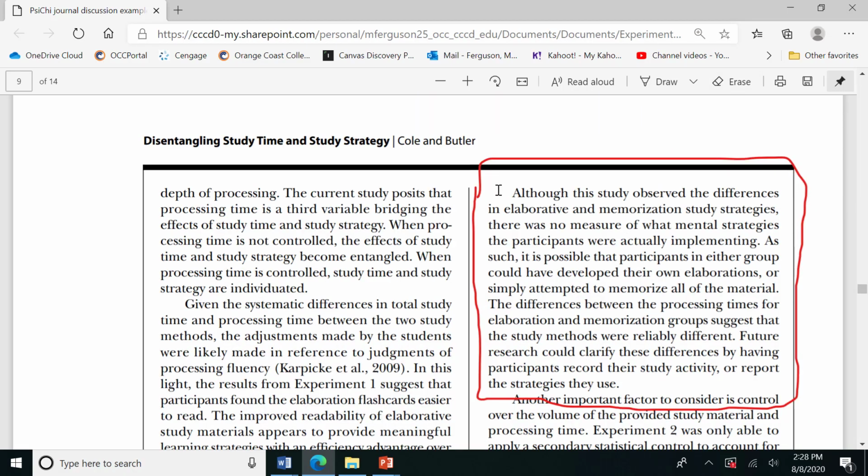So this little section of the discussion says, although the study observed the differences in elaborative and memorization study strategies, there was no measure of what mental strategies the participants were actually implementing. As such, it is possible that participants in either group could have developed their own elaborations or simply attempted to memorize all of the material. The differences between processing times for elaboration and memorization groups suggest that the study methods were reliably different. Future research could clarify these differences by having the participants record their study activity or report strategies to use. So now you could implement the same study design, but just change this little detail, and it makes it a new experiment.